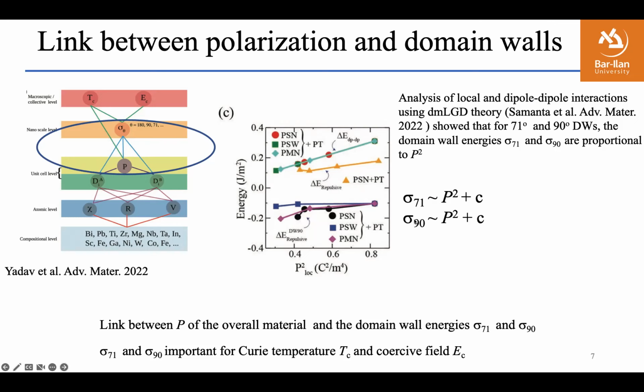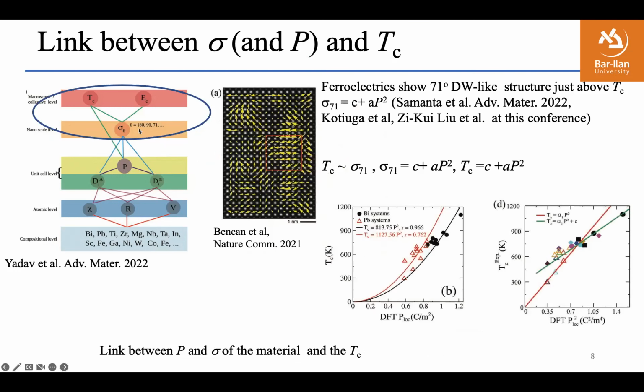So this now tells us that, given the composition, and therefore given the displacements and the polarizations, you can estimate the domain wall energies for a given solid solution. And why are these domain wall energies important? Because they give us the next thing, which is the transition temperature.